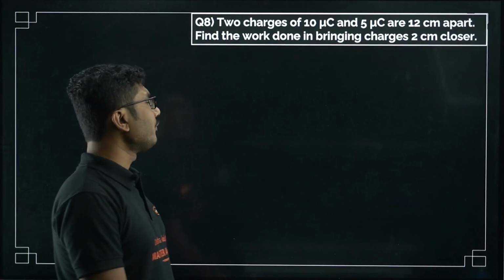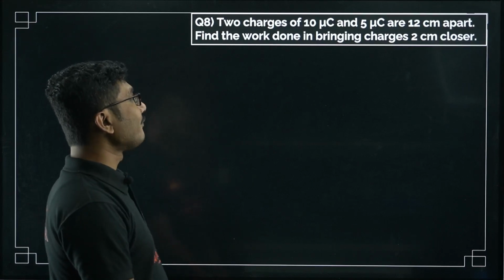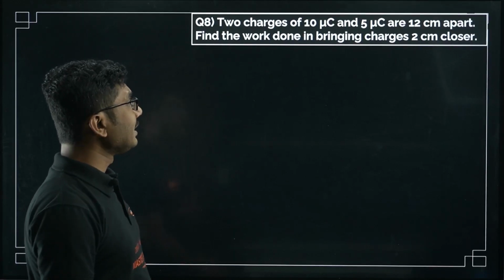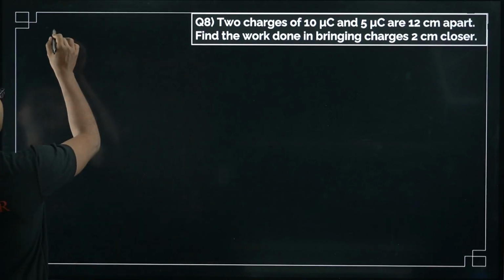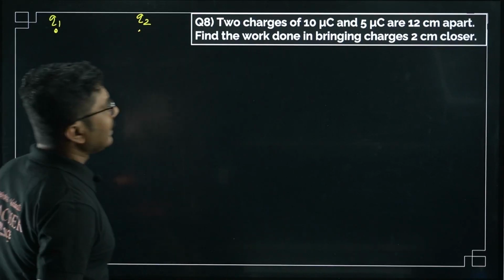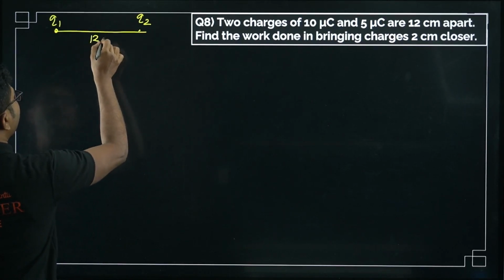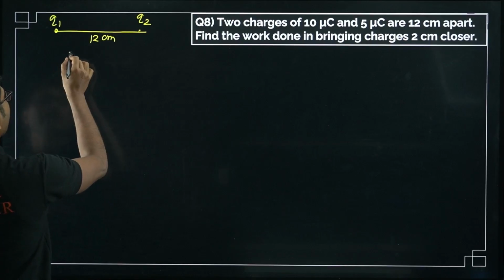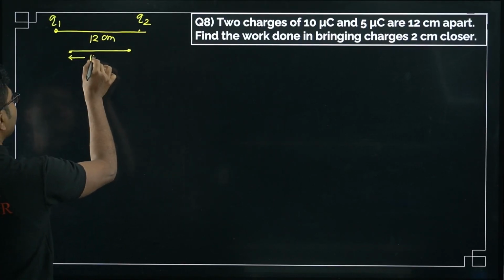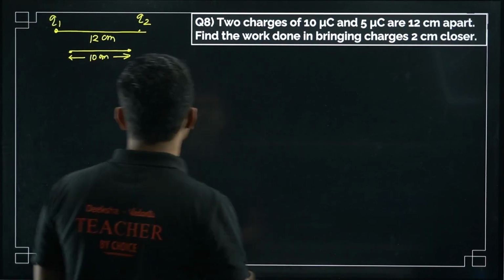Two charges of 10 microcoulomb and 5 microcoulomb are 12 centimeter apart. Find the work done in bringing the charges 2 centimeter closer. So we have two charges, Q1, Q2, and initial distance was 12 centimeter. Now if you bring them closer, no matter which charge is coming which side, the distance now is 10 centimeter. What is the work done in this process? Another simple question if you know how to solve it.